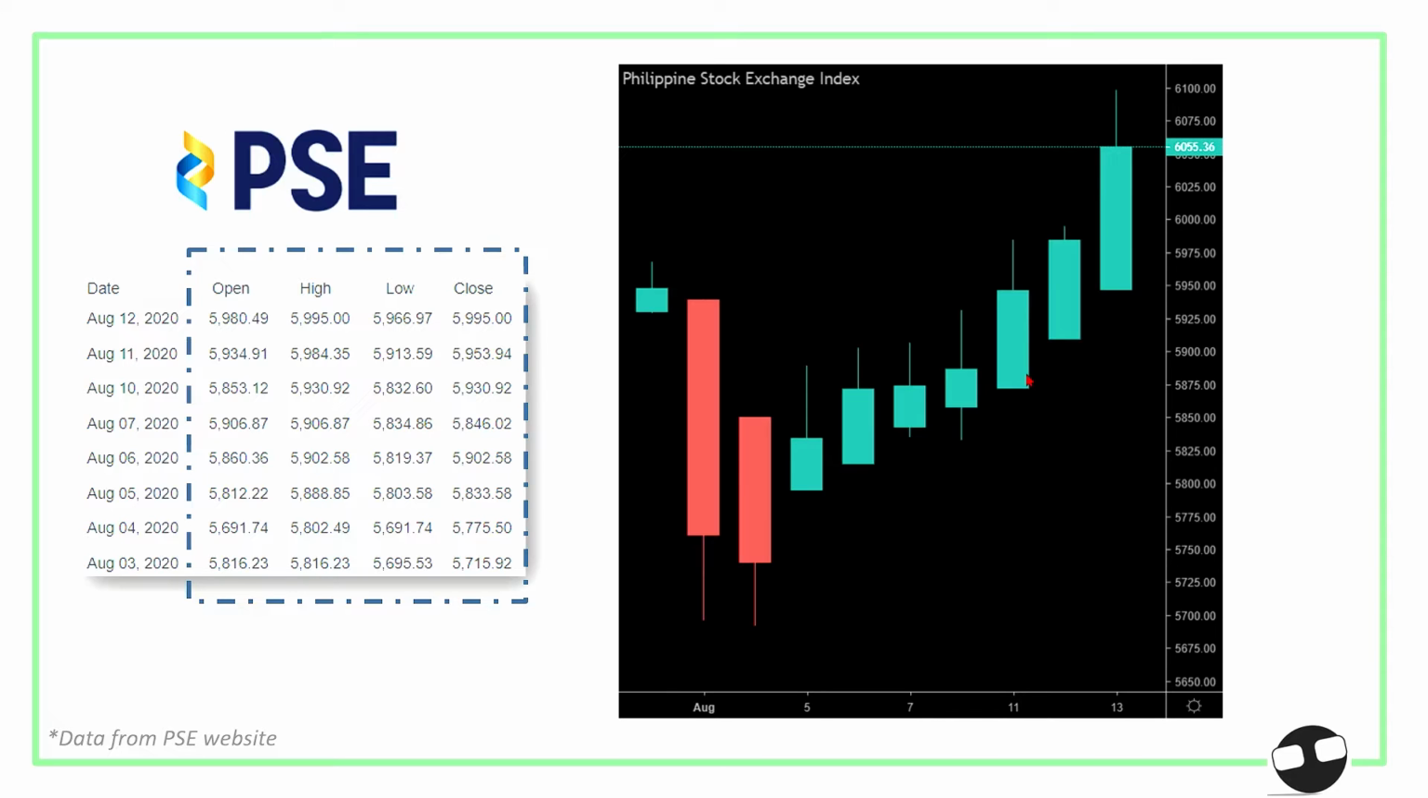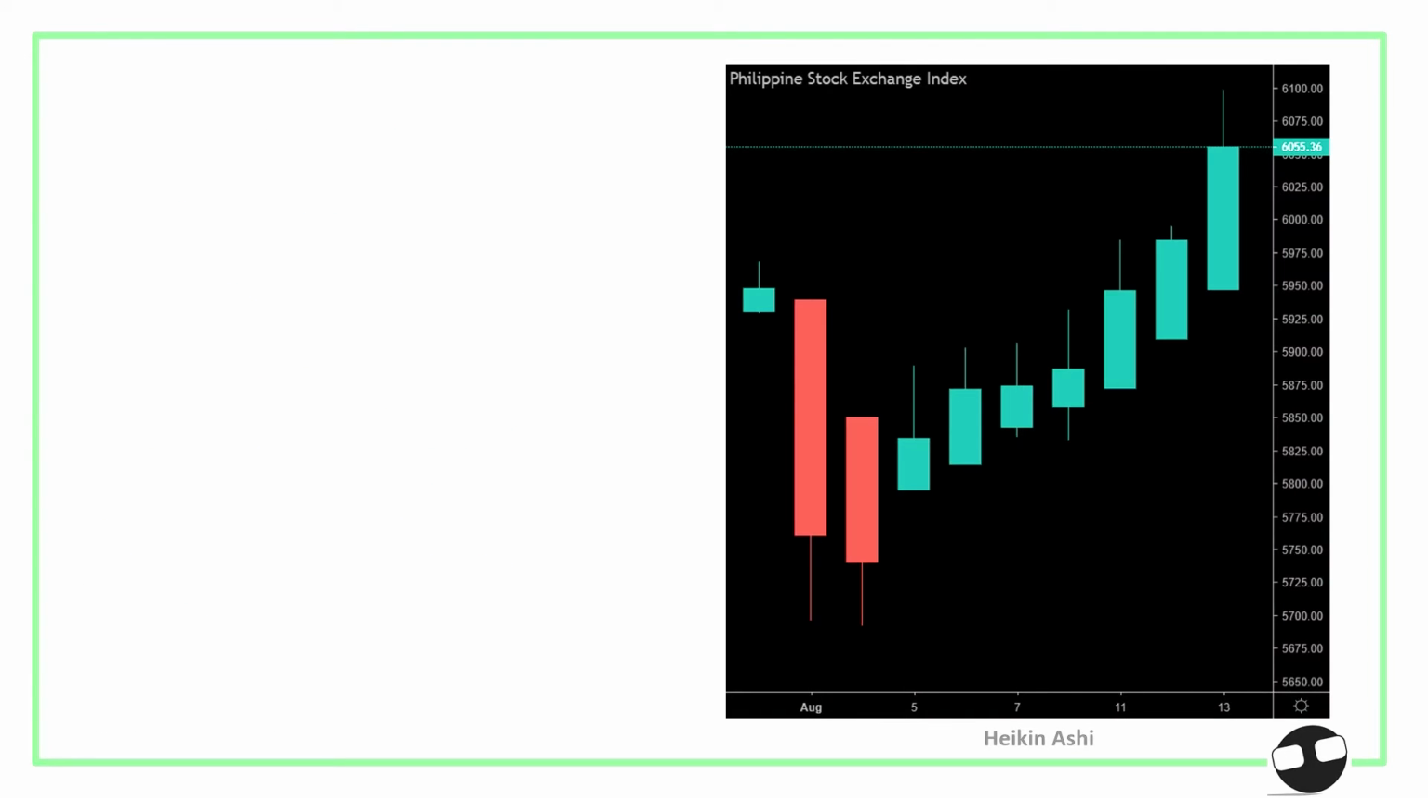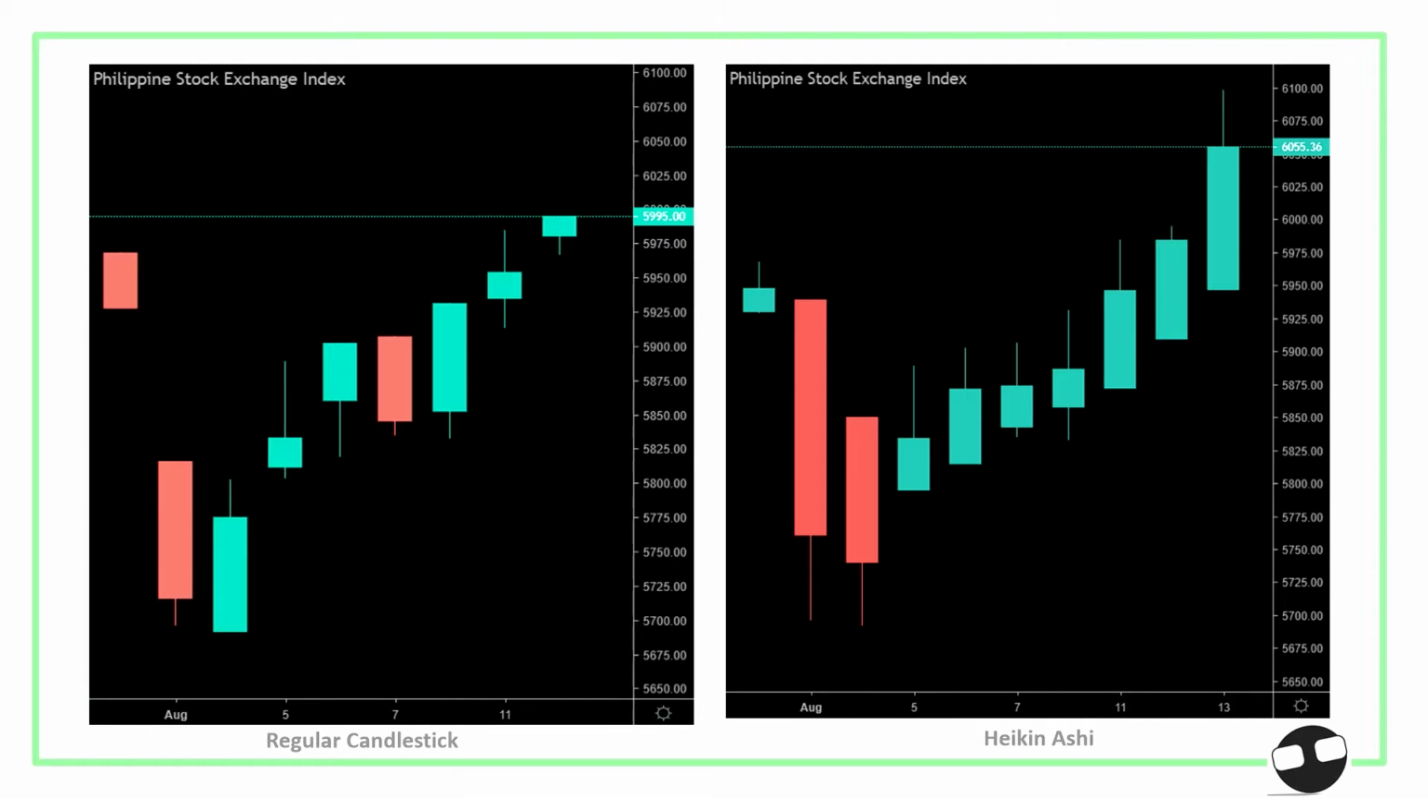Now, let's try to compare the regular candlestick and the Heikin Ashi to give us a better picture of how the candles are being drawn and how the candles are being interpreted. So here we have the Heikin Ashi, and here we have the regular candlestick. We have the same data points, the same number of days observed, but if you look here, the candles are very different.